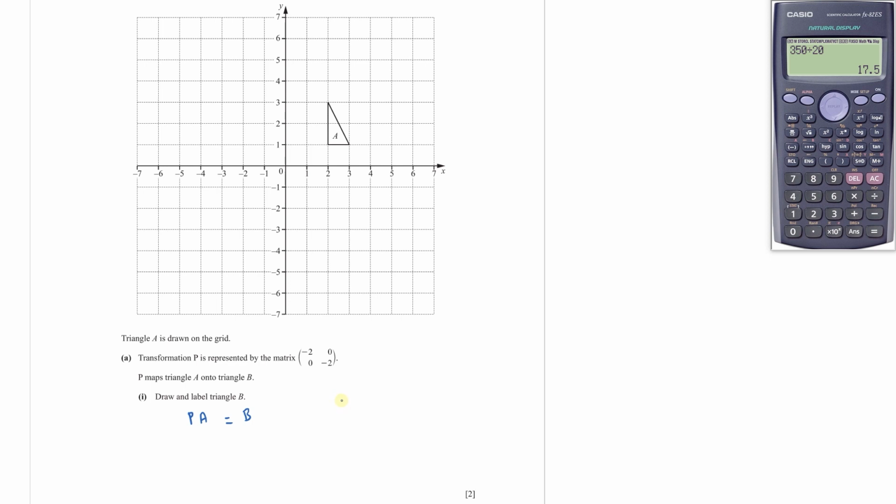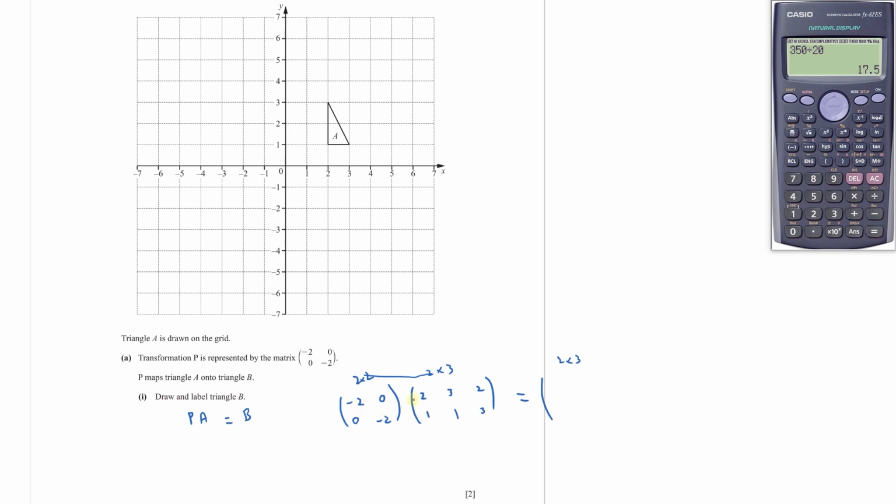So PA will be, P is minus 2, 0, 0, minus 2. And the coordinates of the three vertices of triangle A: this is 2, 1, this is 3, 1, and this is 2, 3. So this is a 2 by 2 matrix, this is a 2 by 3 matrix, so this cancels out, so I will get a 2 by 3 matrix. So let's multiply the rows with the columns.